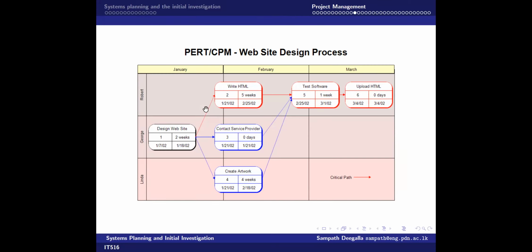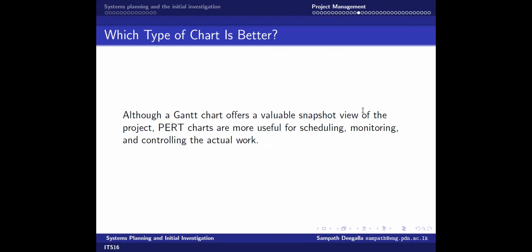Now, by looking at the number of weeks it takes, you can see the critical path in red. According to this, you can see how long it will take, right? So, according to this, 8 weeks are allocated to complete this. If nothing within this critical path gets delayed, then it won't affect the project time, right? Okay, so let's look at the differences. Now a Gantt chart gives you a snapshot view of the project, the tasks, and also the durations. But the PERT chart is useful for scheduling, monitoring, and controlling.